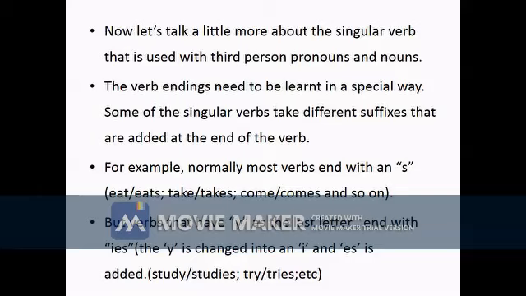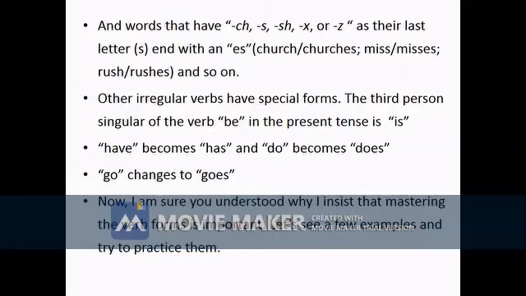Other irregular verbs have special forms. The third person singular of the verb be in the present tense is. Have becomes has, and do becomes does. Go changes to goes. Now, I'm sure you understood why I insist that mastering the verb forms is important. Let's see a few examples and try to practice them.